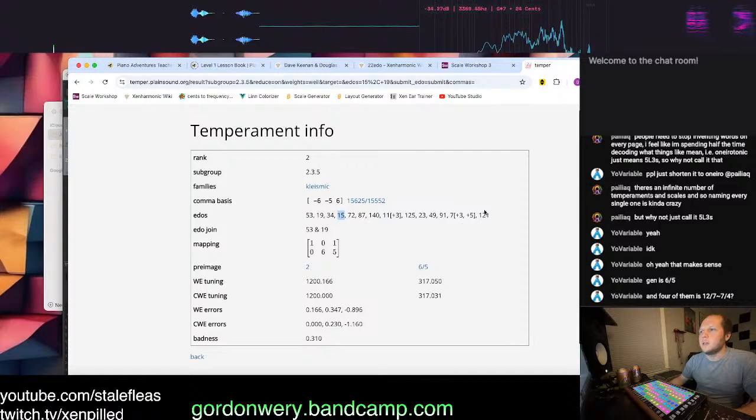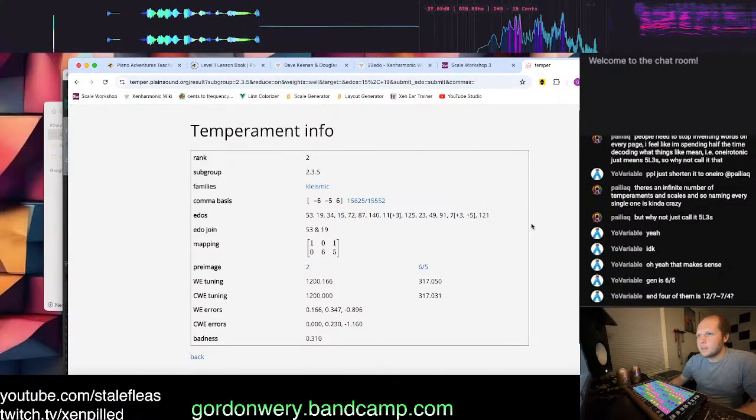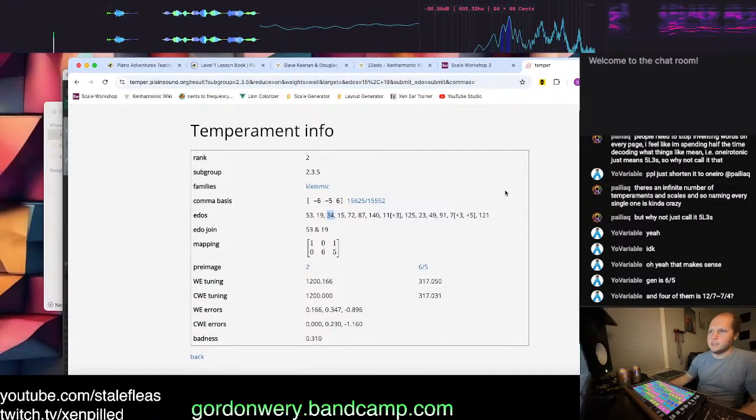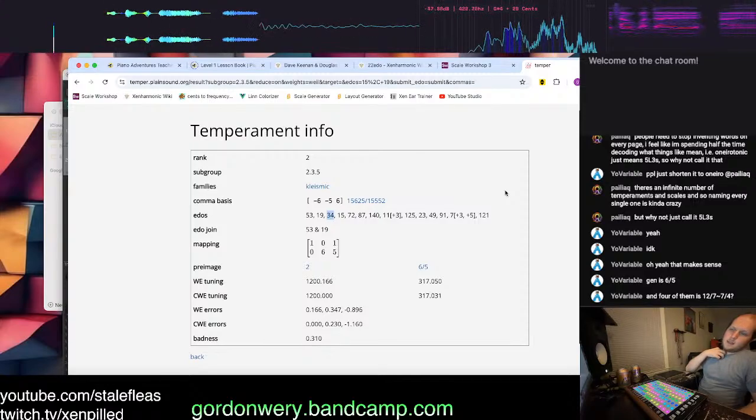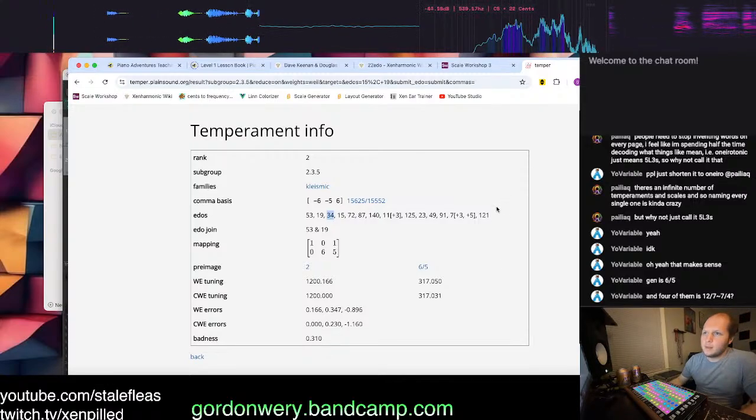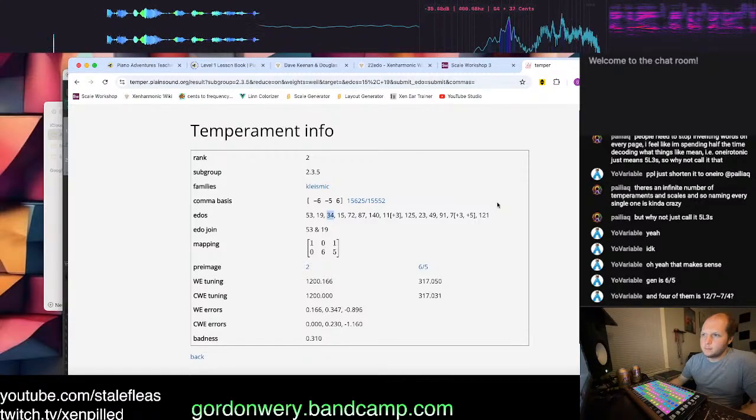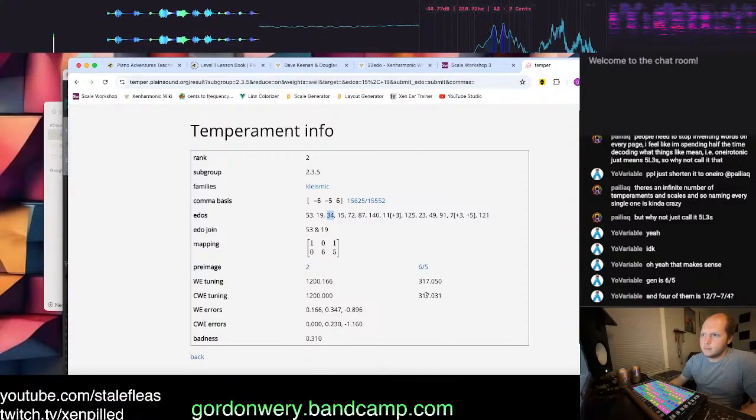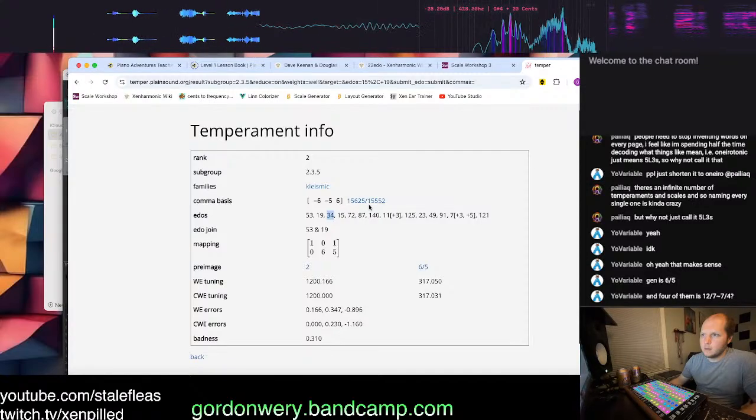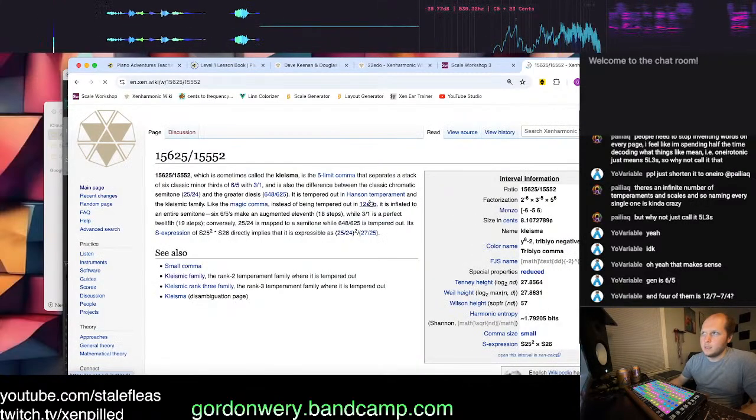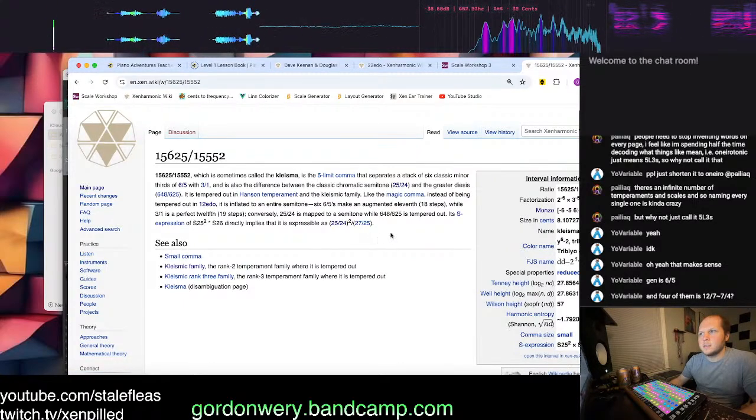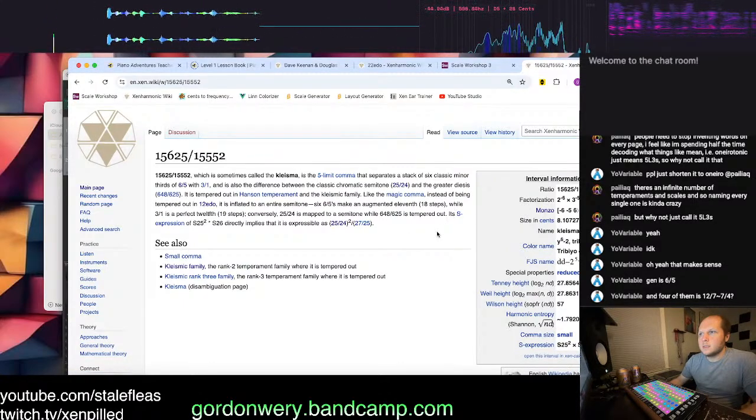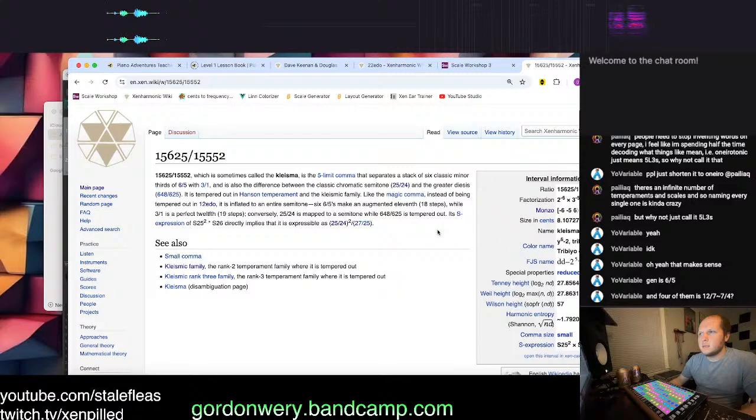So a lot of times, you won't be able to immediately tell what's going on. A good way to tell is by looking at the generators and how it maps stuff. But if that can be tricky, you can just click on the comma, because all of these blue numbers will take you to the Xen Wiki pages. That's a super helpful thing if you just want to learn about that.